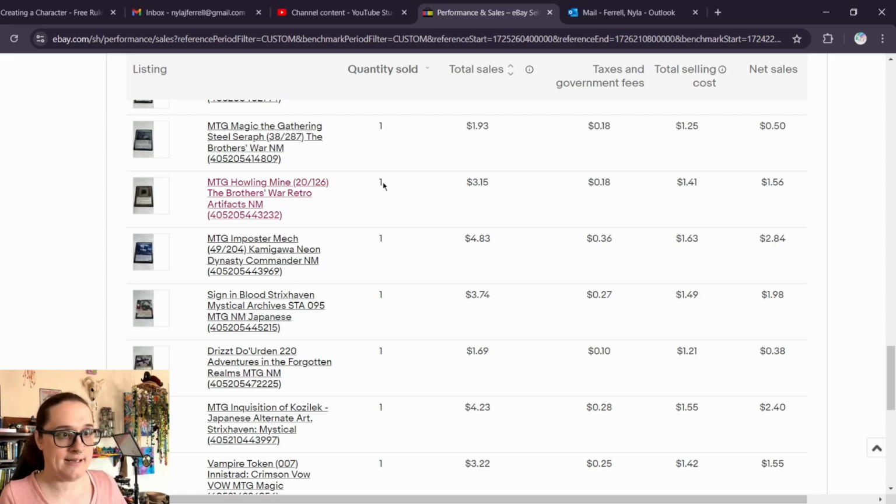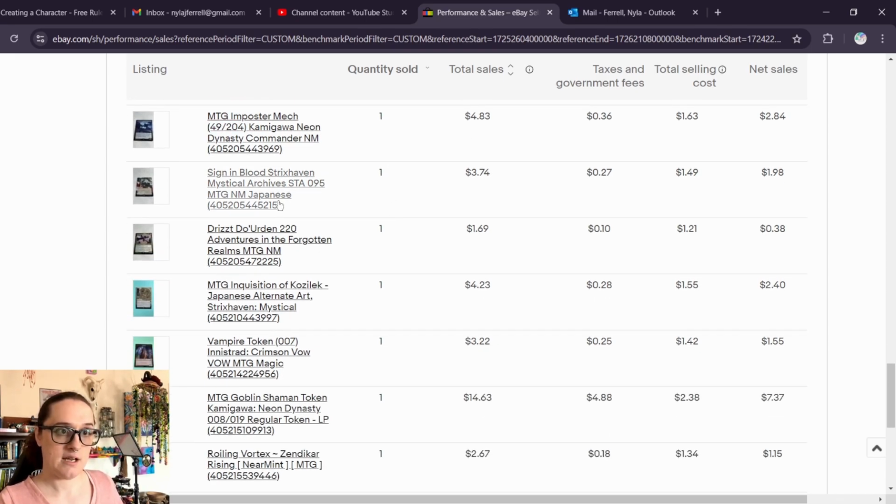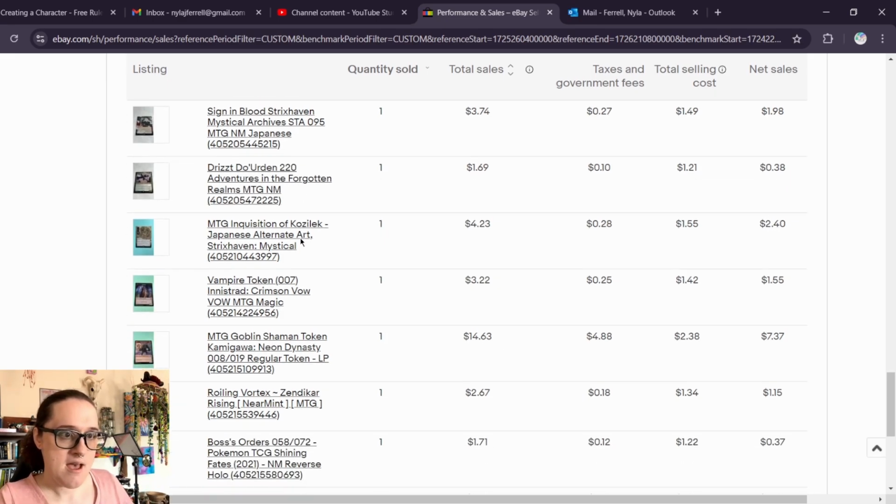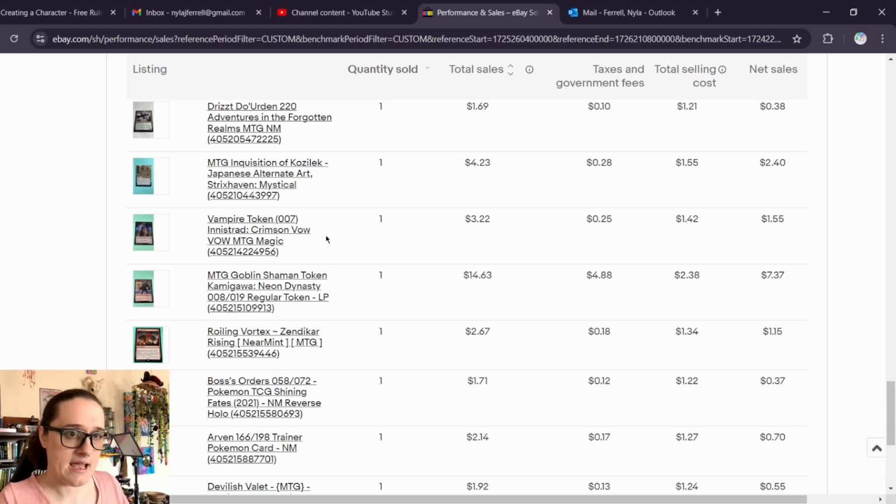We also sold 1 Imposter Mech, 1 Sign in Blood from Strixhaven Mystical Archive in Japanese art, which is such a beautiful card. I enjoyed looking at it for many years, never played it, and so somebody now gets to play with it. 1 Drizzt, I can't ever say his name. I'm getting into D&D also, and I can't even say his name. Drizzt, is it Drizzt? Let me know in the comments, how do you pronounce it? 1 Inquisition of Kozilek, that also is the alternate art. I believe that one's the one that sold today, maybe.